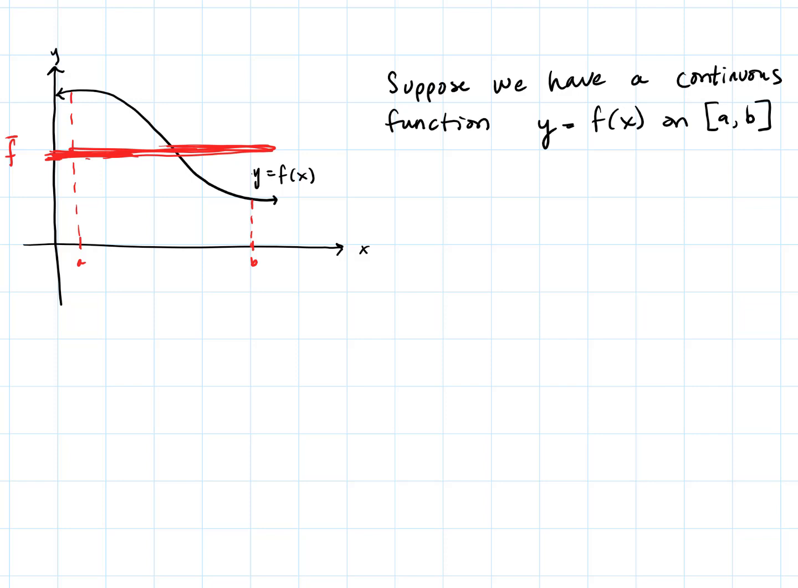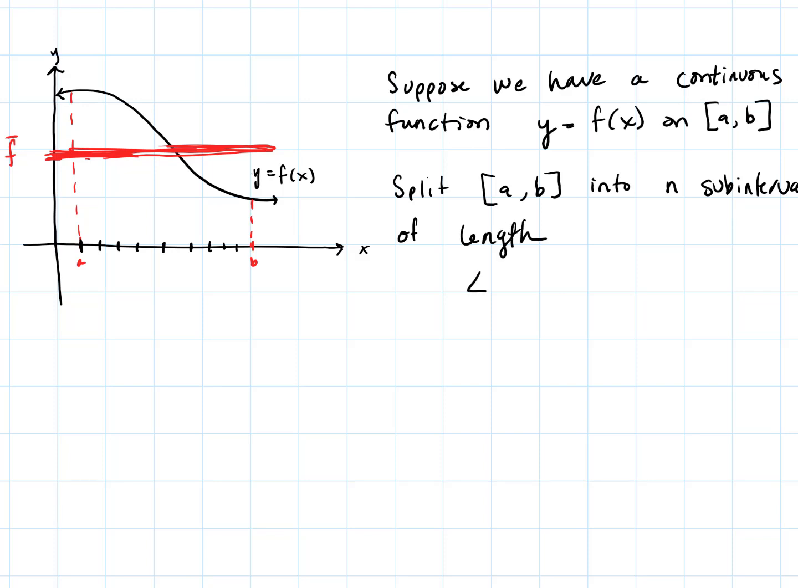Well, how do we calculate the average of a set of numbers? We add up all the numbers and we divide. So if we had 50 numbers, we would add up all 50 numbers and divide by the number of numbers, so we would divide by 50. So how are we going to do that in terms of what we've been doing with Riemann sums? Well, let's split the interval from a to b into n subintervals of length delta x equals b minus a over n.